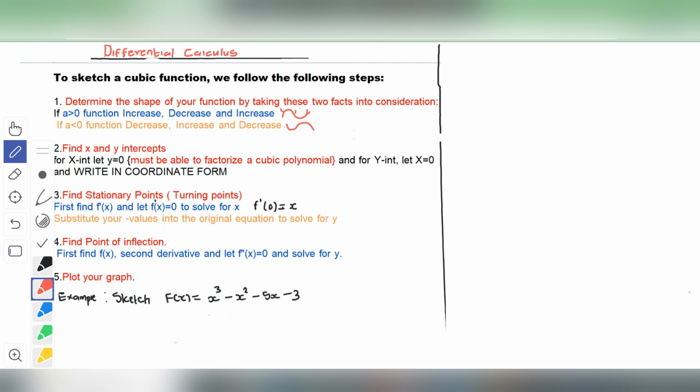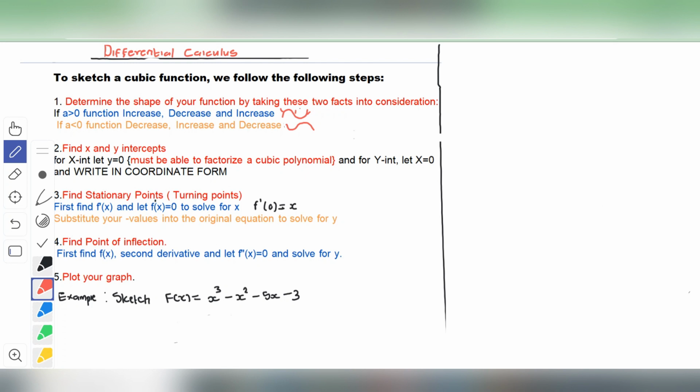So now, after this, we find the x and the y intercept. For the x-intercept, you let y equal to 0, right? And you must be able to factorize a cubic polynomial. That's what we are going to talk about. I'm also going to show you how we factorize a cubic polynomial. And then the third step, find the stationary points. We're also going to talk about it. Then find the point of inflection and plot your graph, right? So if you have these five things, then it is going to be easier for you to draw your graph.